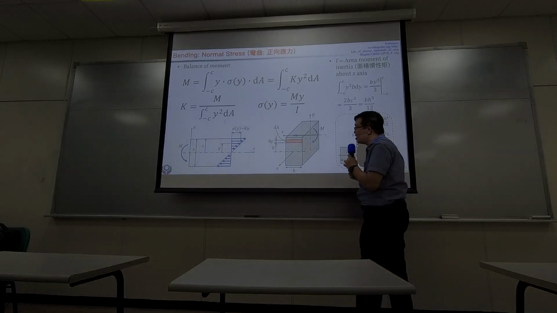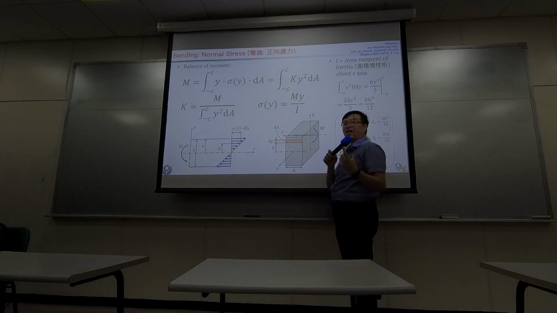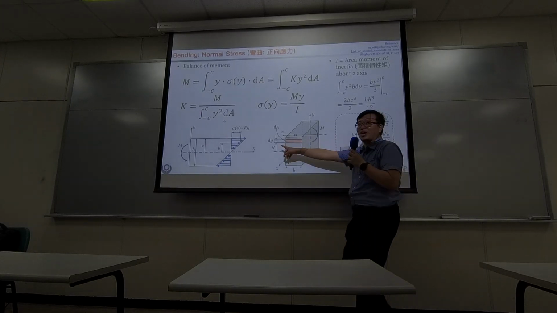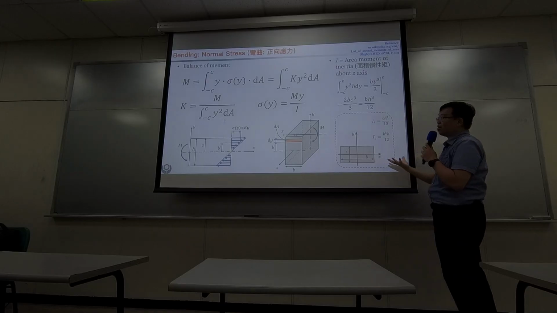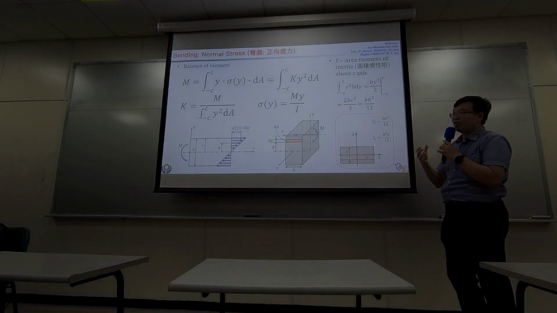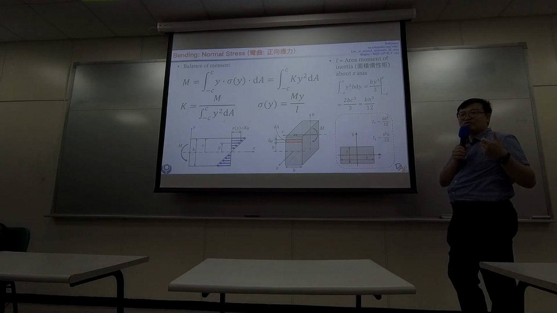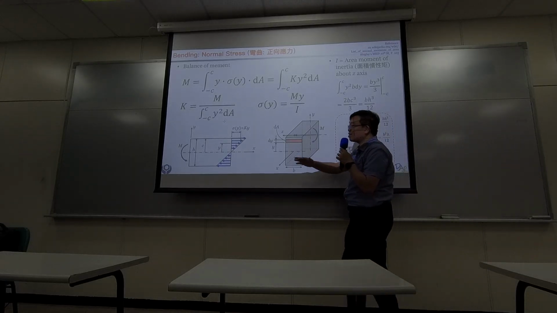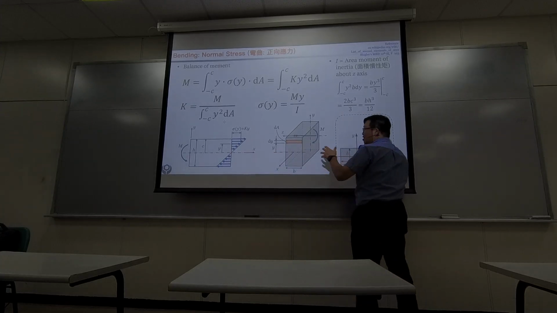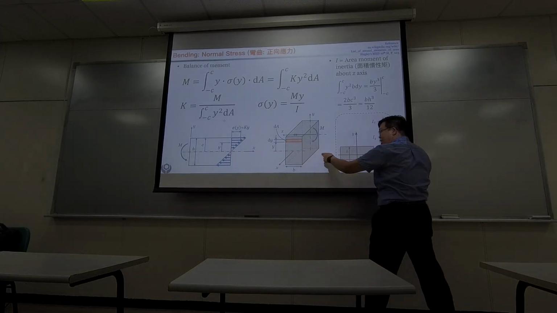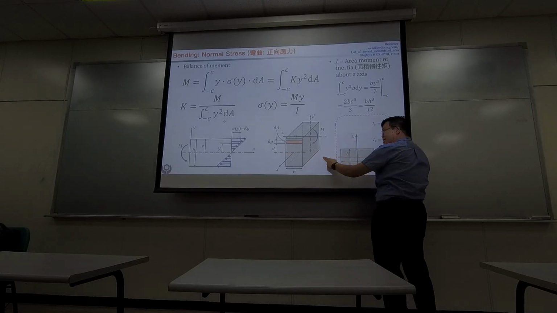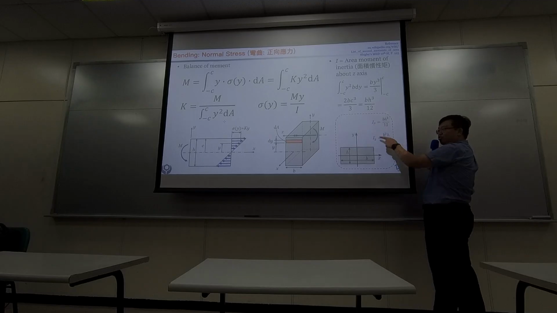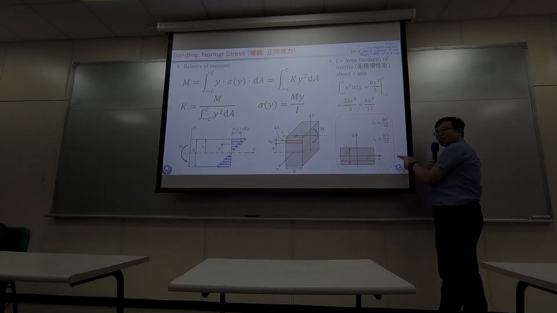And if one day this cross-section is not a box anymore, it's a circle, then you don't need to do the integral anymore. You just check the textbook. Okay, but you just need to know which axis you are rotating about, which axis you are bending about. In this particular case, you are bending about the z-axis. So in this figure, the horizontal axis. Then you should choose the area moment of inertia about the horizontal axis.